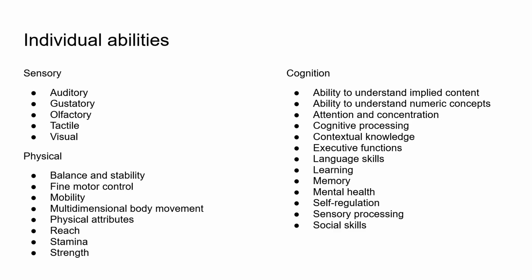Individual abilities are characteristics of the person using digital content, such as the ability to see or understand numerical concepts. We organize the list of individual abilities into 3 groups: sensory, ability with various senses; physical, body movement of various types; and cognition, cognitive abilities.